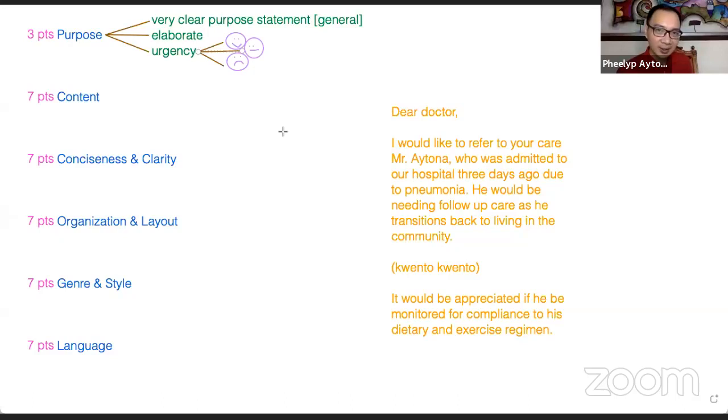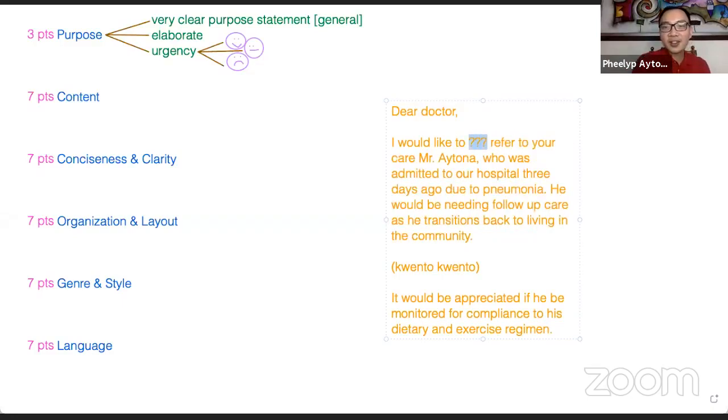However, nasaksak si patient 3 hours ago. What do you think? Urgent or not urgent? Urgent, di ba? And what do you think can we change here in order to communicate na urgent siya? Ano kaya pwede natin ilagay dito? I would like to maybe what? How urgent? Exactly. Just put urgent.